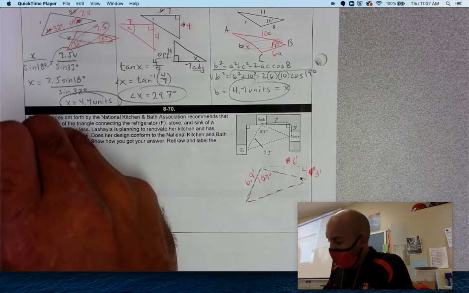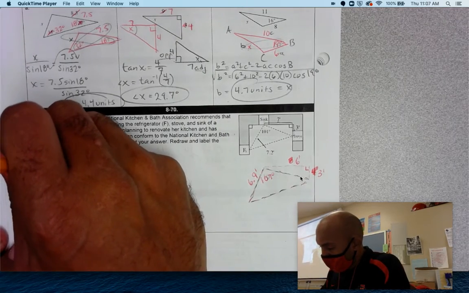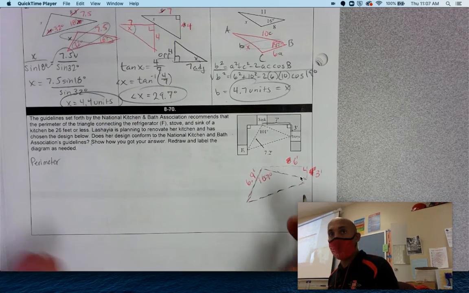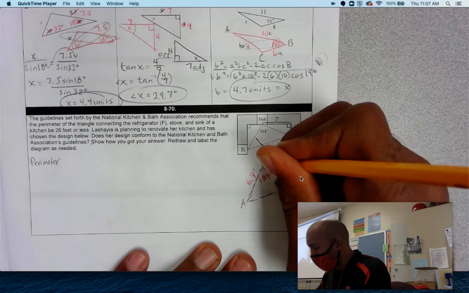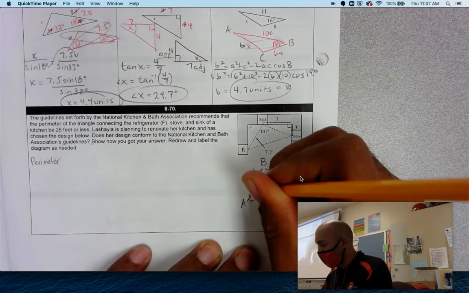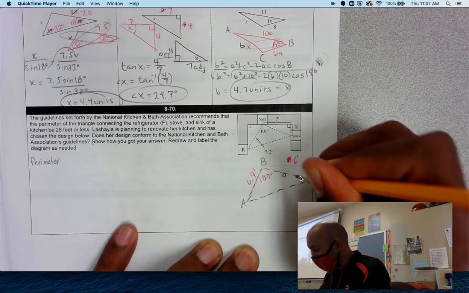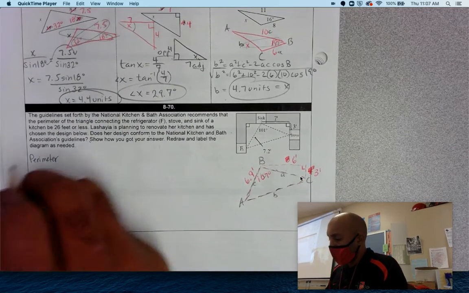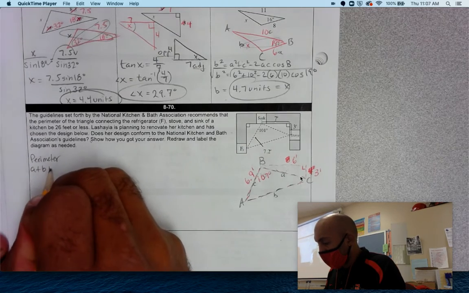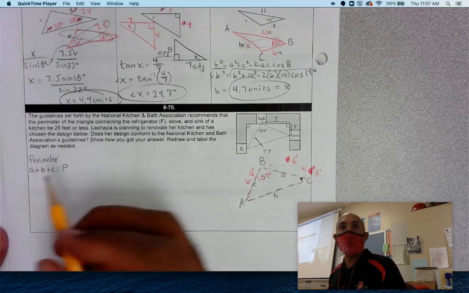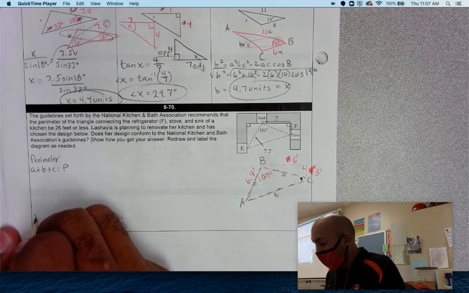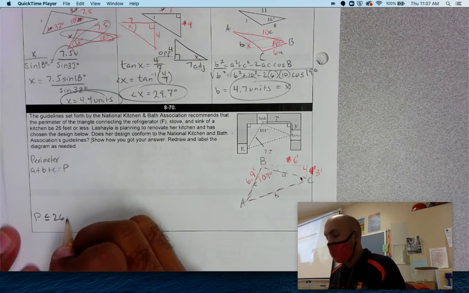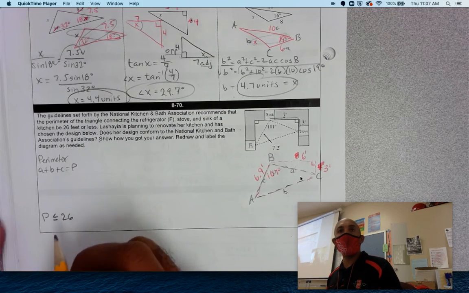Okay, so let's set this up here. The perimeter is going to be all the sides added. So let's label the sides. We're going to call this A, we'll call that B, C for the angles, and we'll call this little a, this is little c, little b. All right, so we need to add up A plus B plus C. That'll give us our perimeter. And this needs to be less than or equal to 26. If it's less than or equal to 26, then we're good.